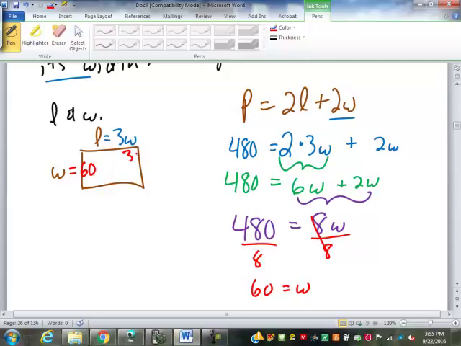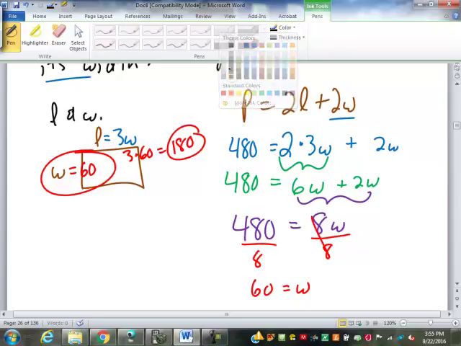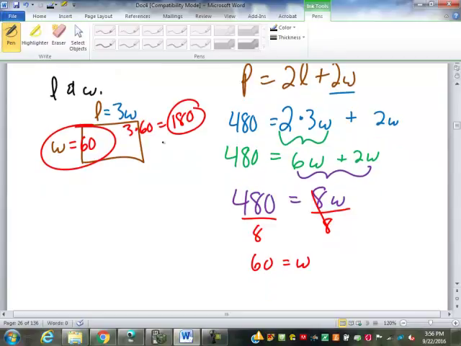The length is 3 times W, or 3 times 60, or 180. So a width of 60, a length of 180. Any questions there? Okay.